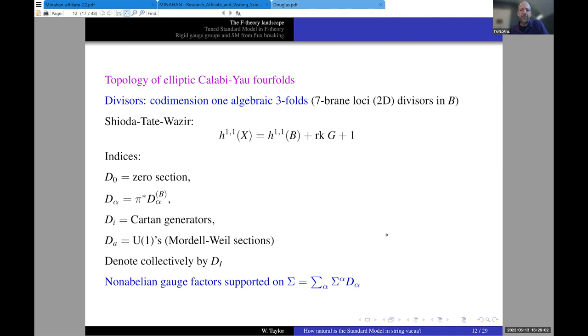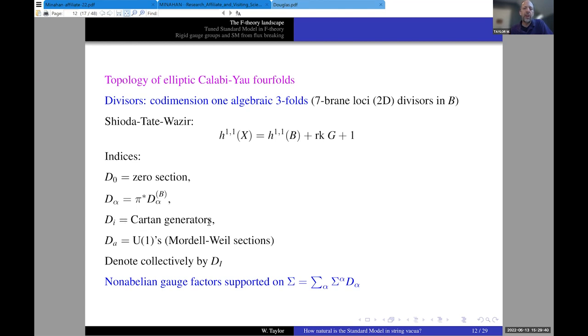So basically, what this means is that the divisors in the Calabi-Yau threefold or fourfold can be broken up into, and I'll use this as an indexing structure, there's a zero section. I don't think I mentioned this, but the elliptic fibration structure requires not only a torus over every point, but also a section of that elliptic fibration. So there's a section called the zero section, which is a divisor in the total space. There are divisors, which I'll index with an alpha index, which are pullbacks of divisors on the base. That corresponds to the H11 of the base part of H11 of X.